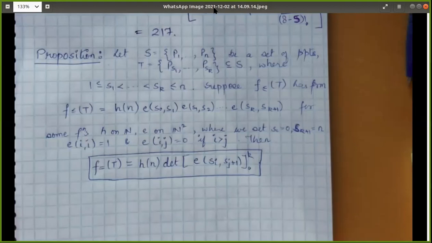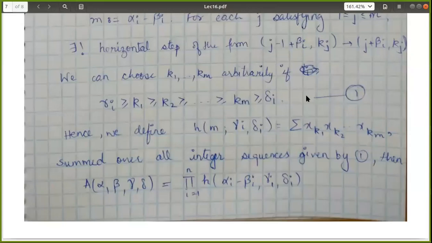Okay. Like which screen are you referring to? Oh, sorry. Oh, is this visible now? Yes. So this HM we are defining for the delta gamma I delta I to be the summation of this product x K1, K2, Km, where the summation runs over all integer sequences which are given by this equation. Okay. Yes, ma'am.